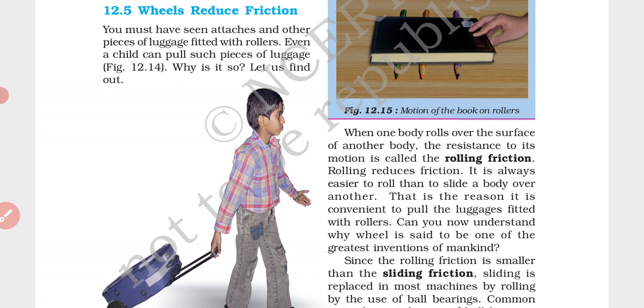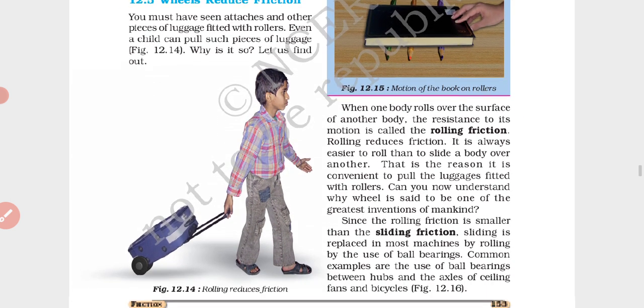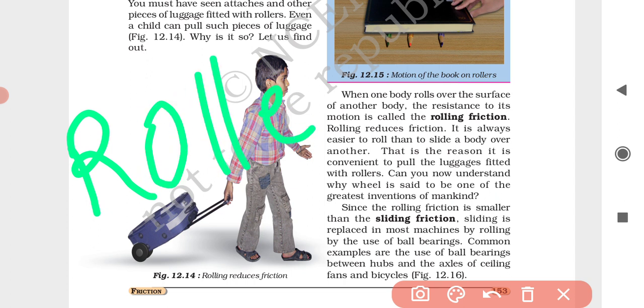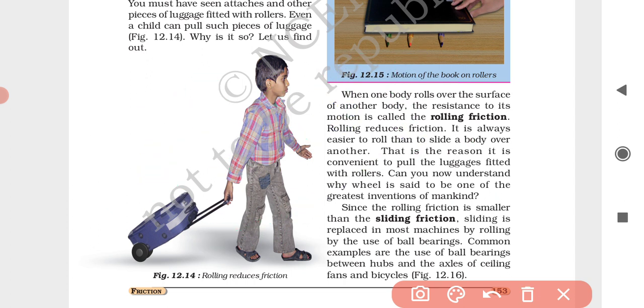So if this heavy suitcase is fitted with small wheels like this, these small wheels are also called rollers. Then it can be pulled very easily. Why? Because when we attach wheels, sliding friction is converted into rolling friction, and rolling friction between the wheels of the suitcase and the ground is much less. So friction can be reduced by attaching wheels or rollers to a heavy suitcase or any other heavy object which is to be moved.